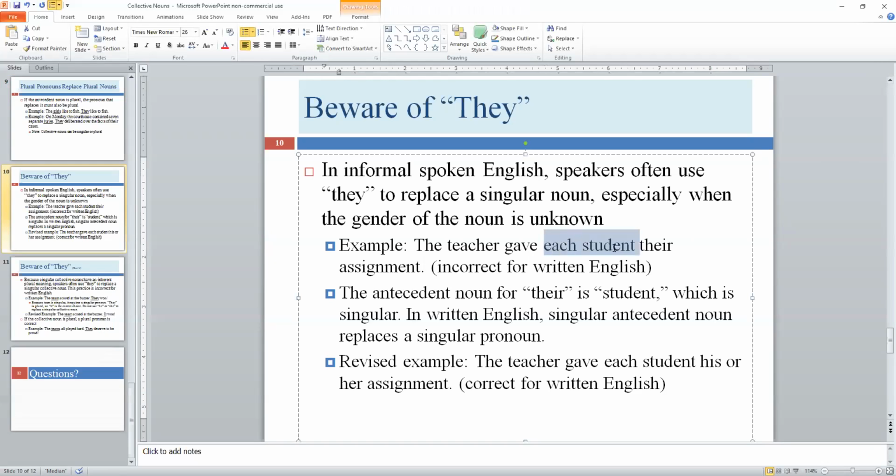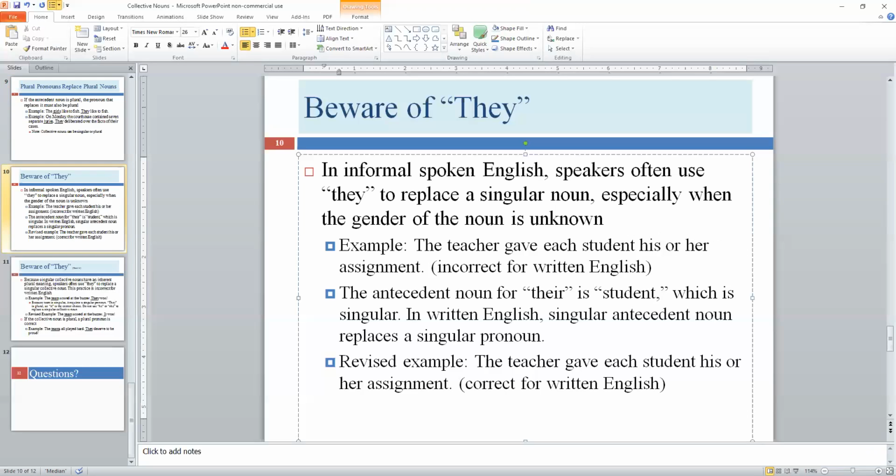But let's imagine it's a class of 20 students. There's going to be some men amongst those 20. There's going to be some women amongst those 20. So that's probably why the speaker didn't say his assignment, because if he had said that, it sounds like, well, what about the women in the class who happen to be students? Don't they get their assignments? But if I had said her assignment, each student gets her assignment, well, what about the men in the class? Aren't they getting their assignments? So you can see it looks like we're excluding.